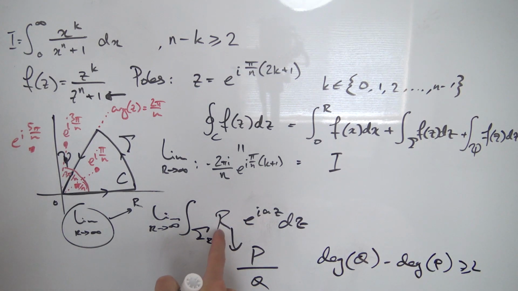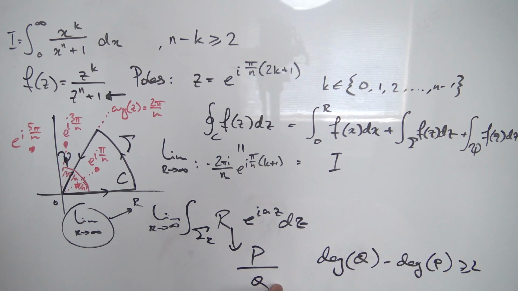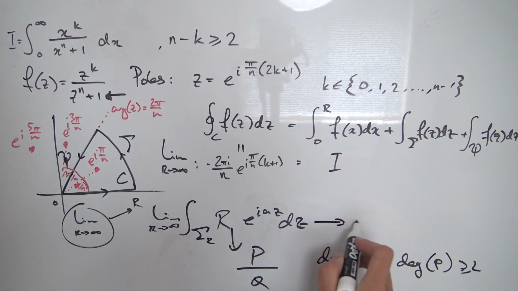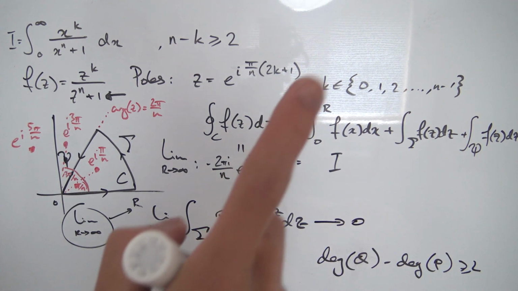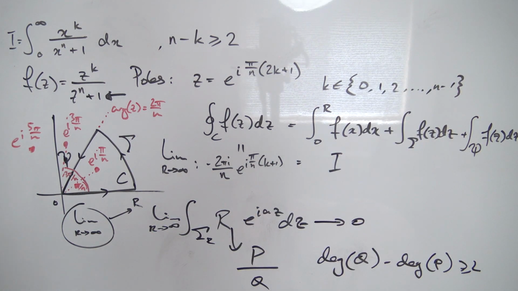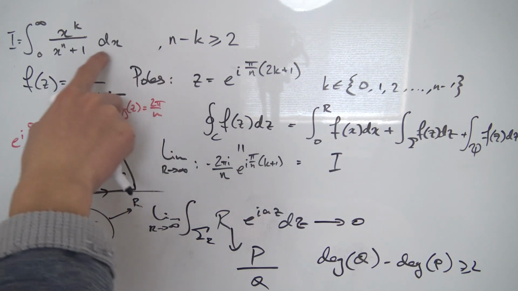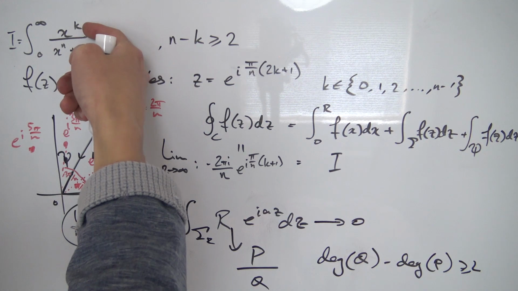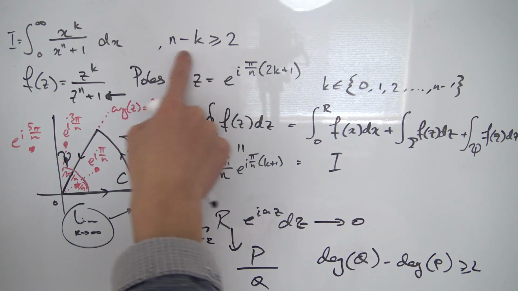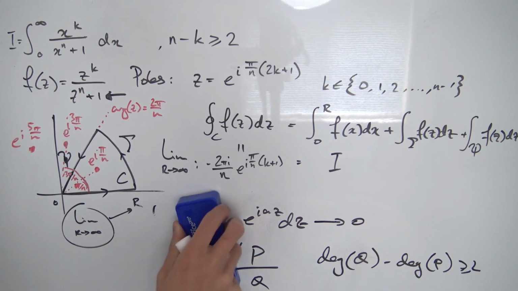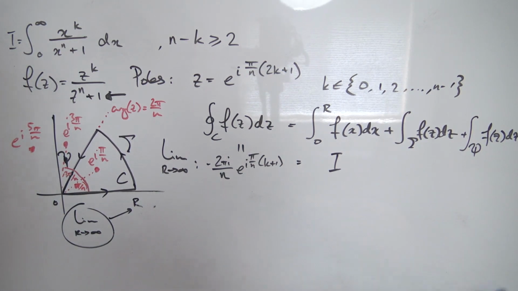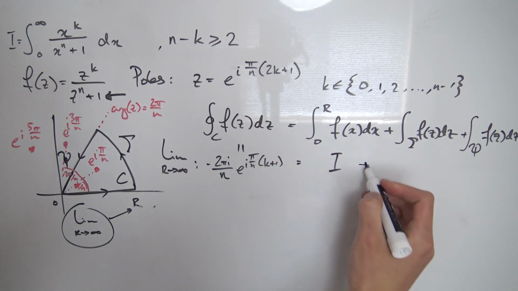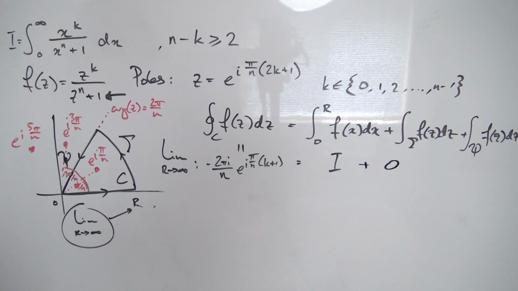So if this thing's a rational function, and you have a P that's a polynomial and a Q that's a polynomial, and the degrees differ by more than 2, then this integral goes to 0. So I'll also link Jordan's lemma video up here or in the description. This is exactly in this form because we have polynomial over polynomial, and we have this condition here as well. So this integral over gamma goes to 0, so it's going to add absolutely nothing to our contour.